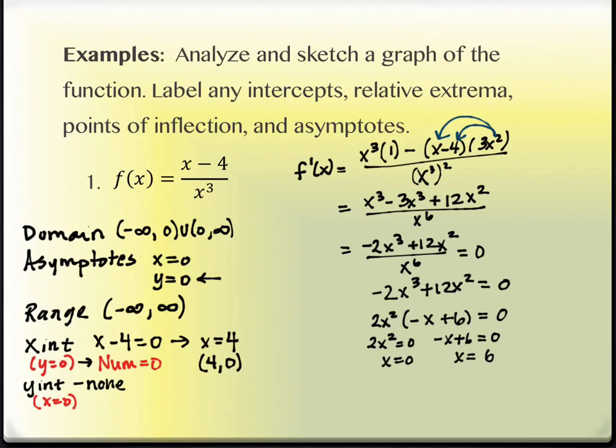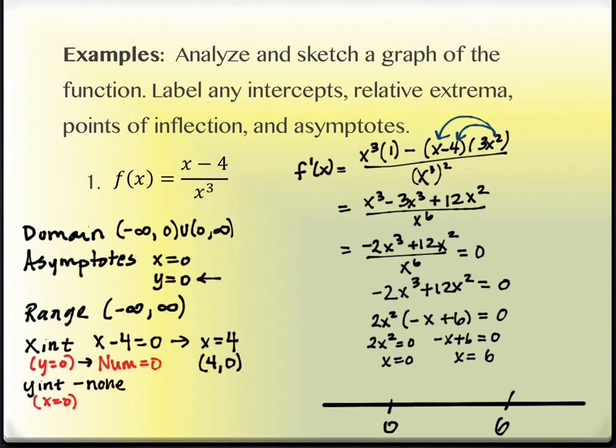Okay, so we're going to set up a number line, and on our number line, we're going to have 0 and 6. And I know there's an asymptote at 0, that's fine. However, even though there's an asymptote at 0, doesn't mean that it couldn't change from, say, increasing to decreasing. Right? It could be decreasing before the asymptote and increasing after the asymptote or something like that. So I have 0, and I have 6, and I need to do test points in between them.